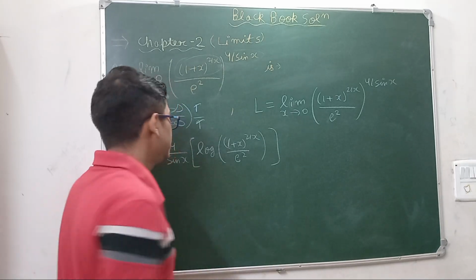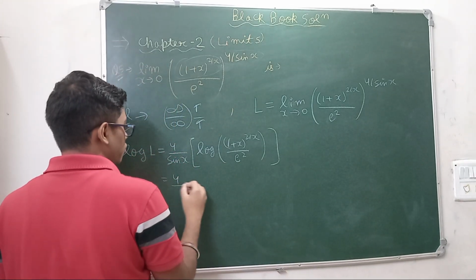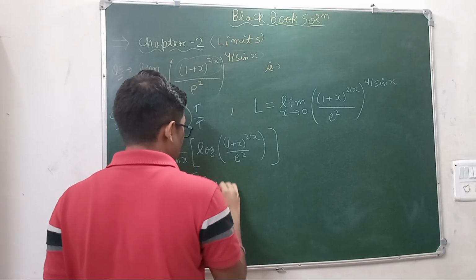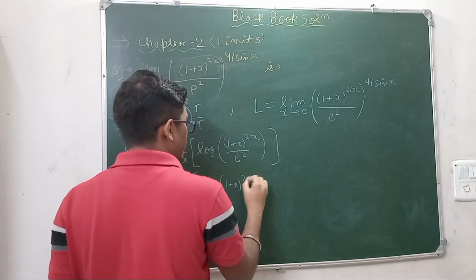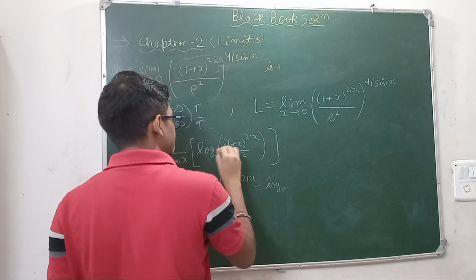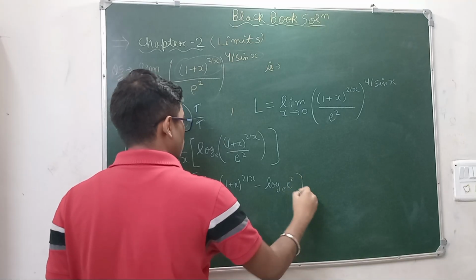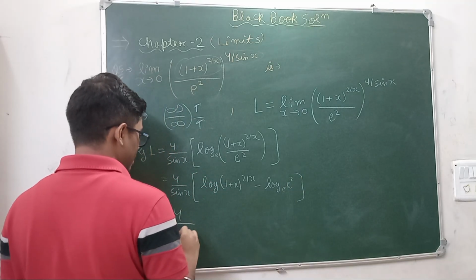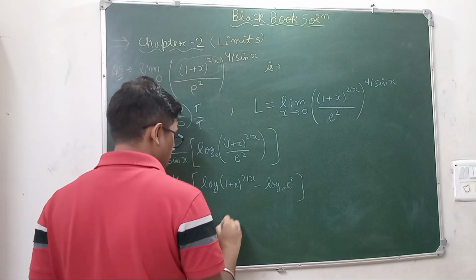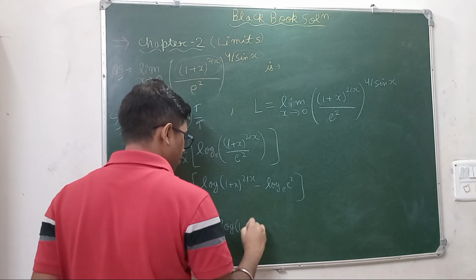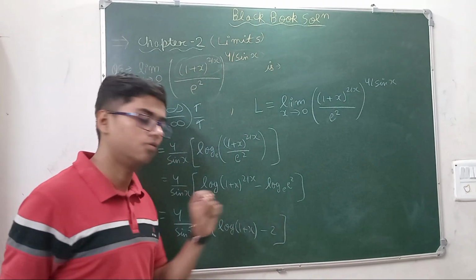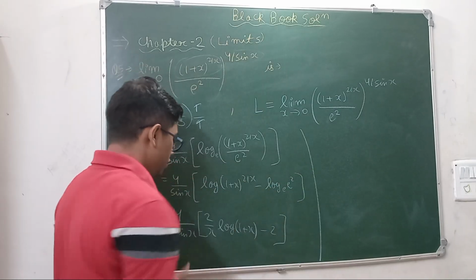Okay, now applying the properties of log, log a by b. So 4 by sin x, and this will be log a minus log b. So log (1 plus x) to the power 2 by x minus log, assuming we have taken the base e, log e square. Okay, so this will become what? 4 by sin x and this will come further, and log (1 plus x) by x minus 2, because log e to the base e is what? 1. Now you are left with this.